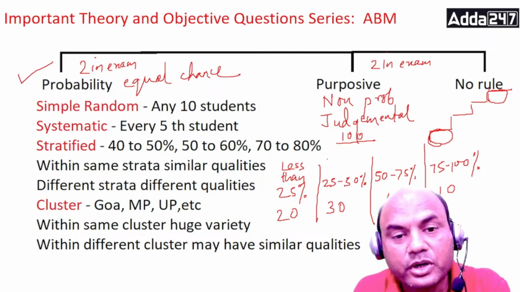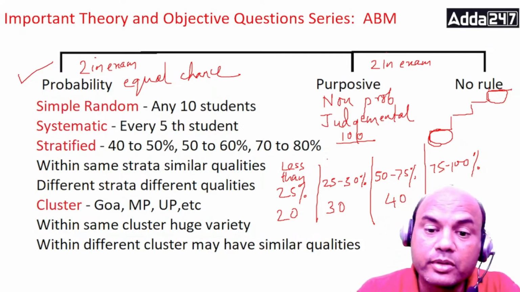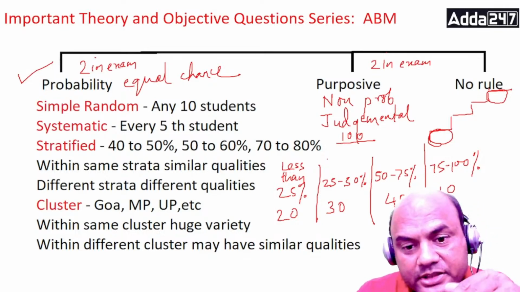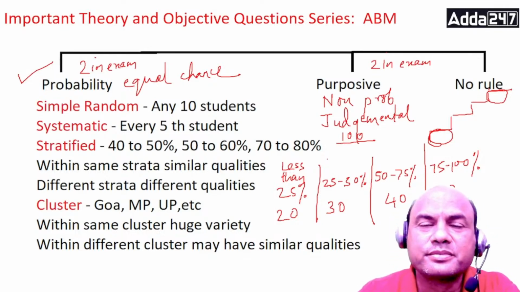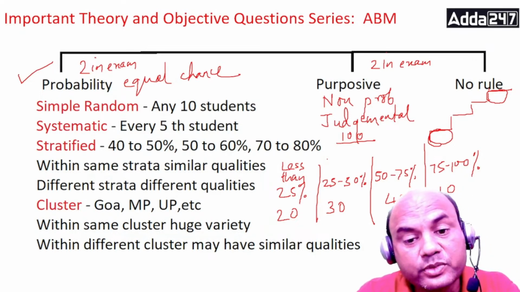A 100% attendance student will generally be more studious. Generally I am talking, will be more studious. Less than 25% will be less studious, isn't it? So that is stratified. And last one is cluster.